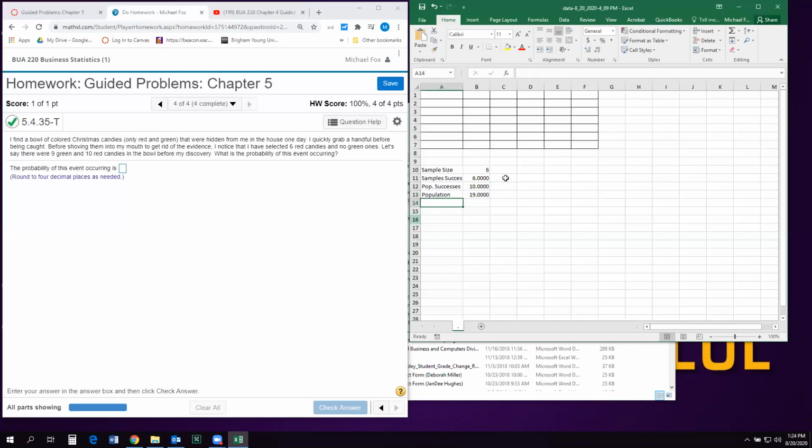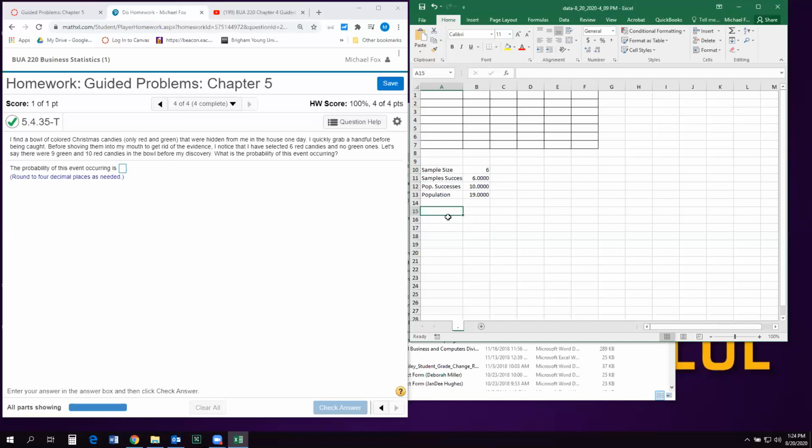So we've identified these 4 things, and it took a little bit of work to do that, to say, okay, there was 19 total candies. Of those 19 candies, 10 of them were a success, or they were a red candy in this case. And in his handful, all 6 were red. 6 out of 6 were red candies.